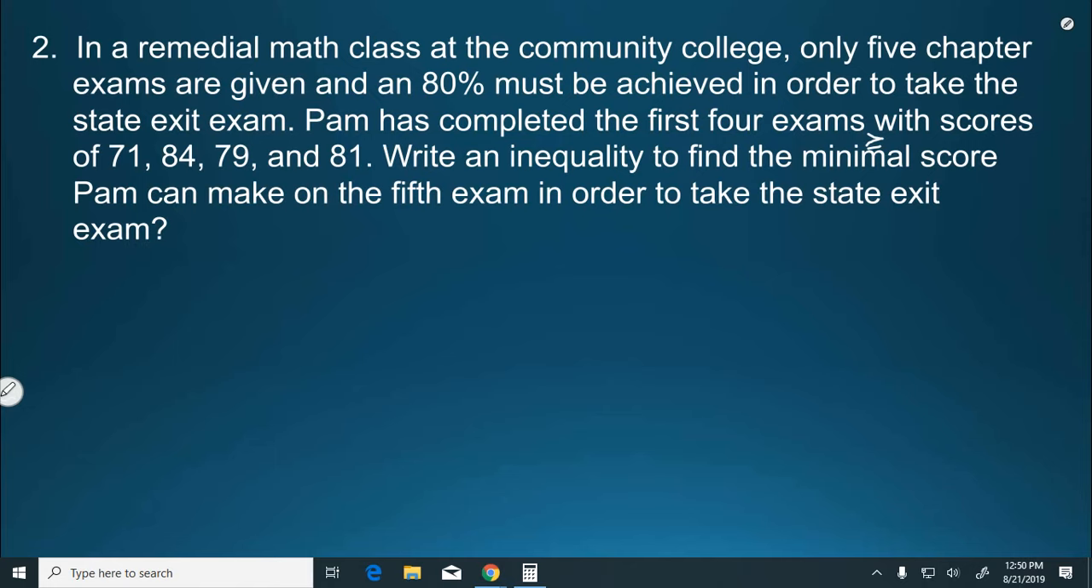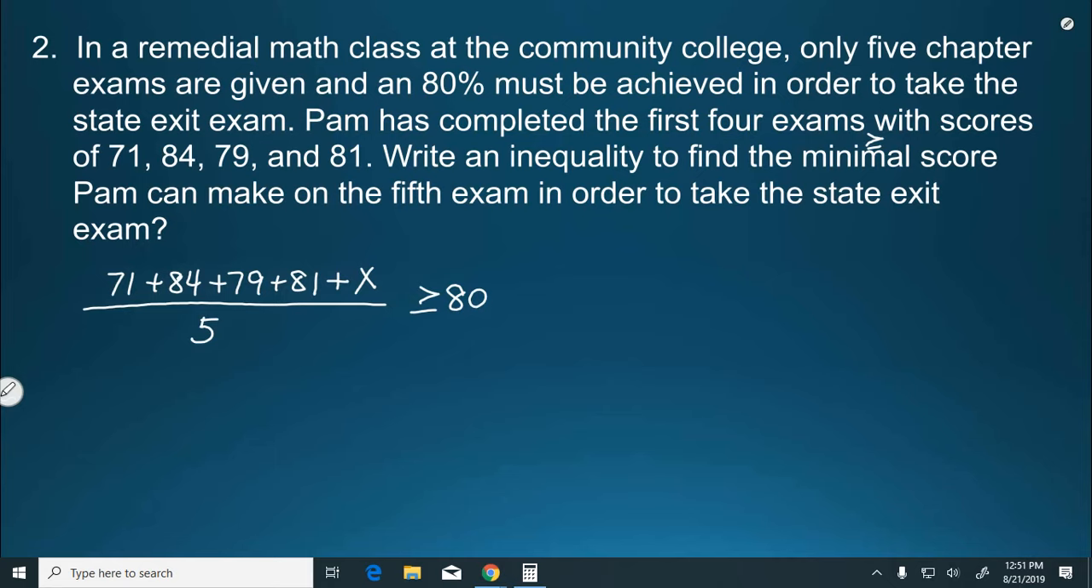All right, so now remember, this is an average, right? Remember, to calculate an average, you add all the numbers up and divide by the total number of numbers being added. So we know that she's completed 4 of the 5 exams, 71, 84, 79, and 81. But she has to take a fifth, so plus one more, all divided by 5. And she wants an average of at least an 80%. So we need greater than or equal to an 80.